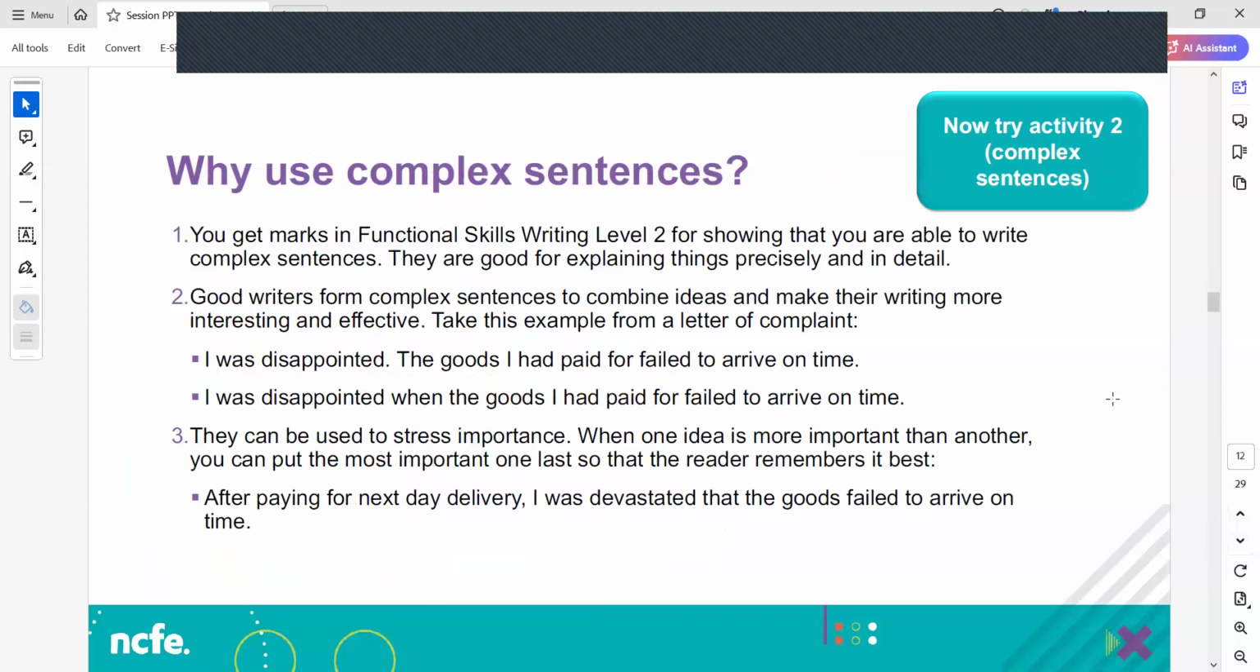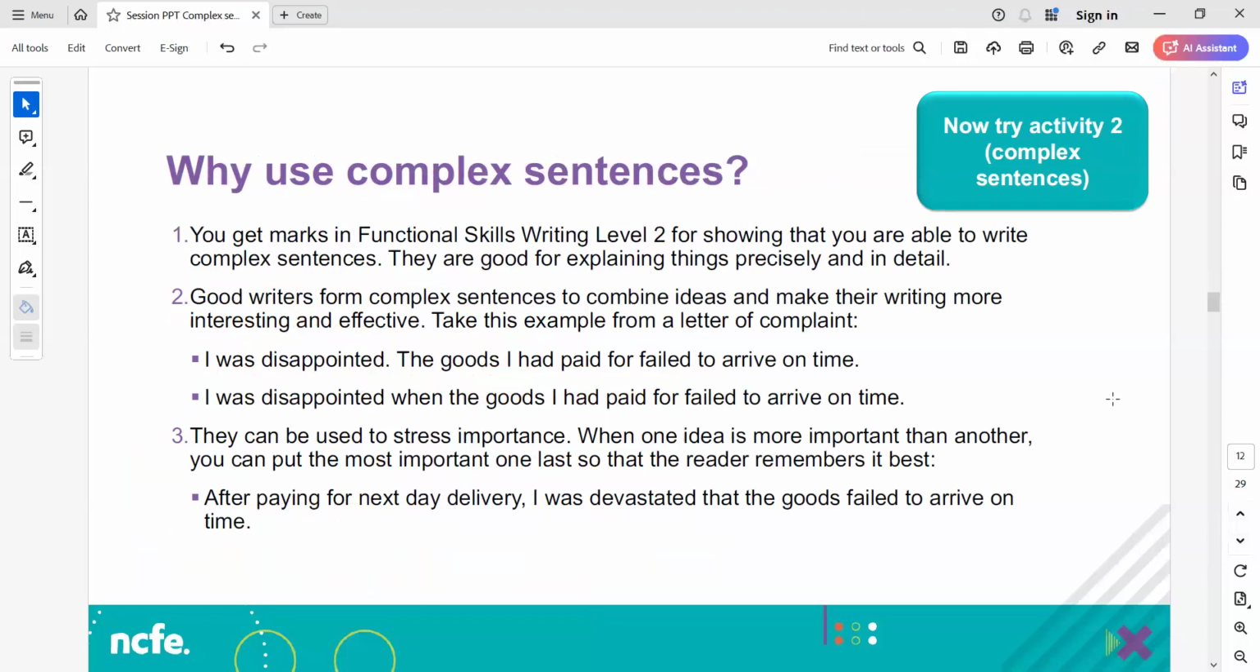Why do we use complex sentences? In functional skills level 2 writing, you will get marks for showing you can use complex sentences. And we use them because they're good for explaining things precisely and in detail. So the subordinate clause adds additional information, adds detail and precision to your sentence.